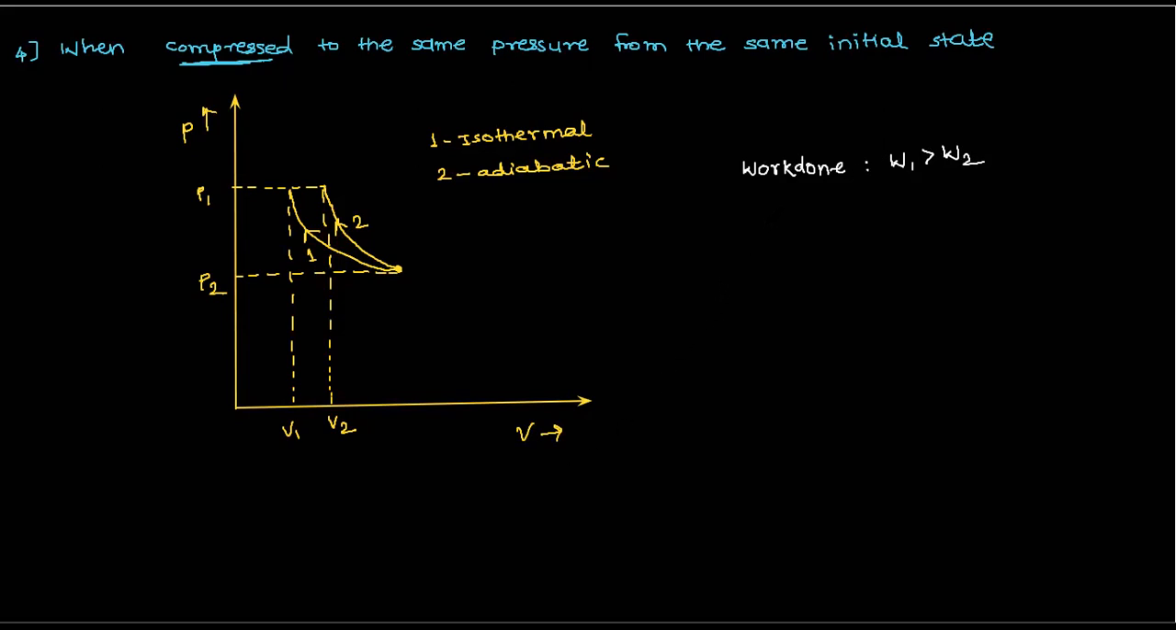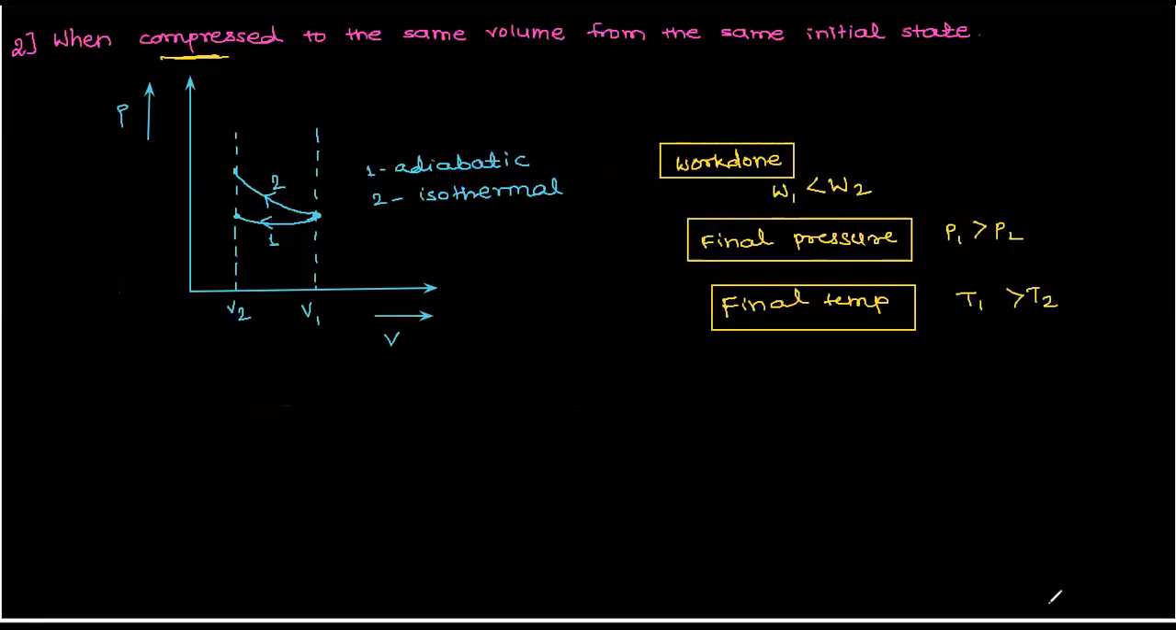Next one, final volume. Which one is greater? Obviously, initial is greater, right? So final volume is less. Therefore, V1 is less than V2. And the final temperature, you can see T1 is less than T2. Got it? So one more time, I am revising briefly from the first case.